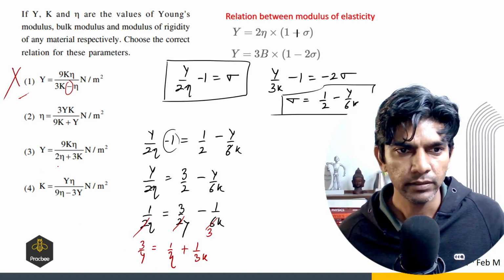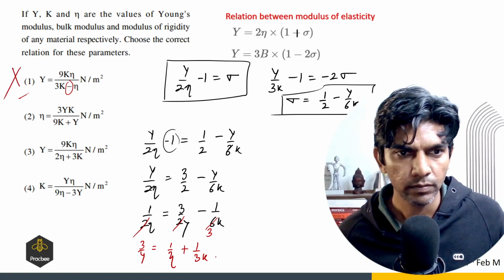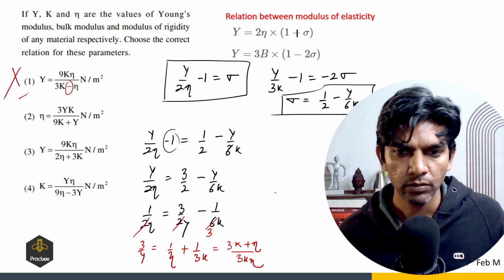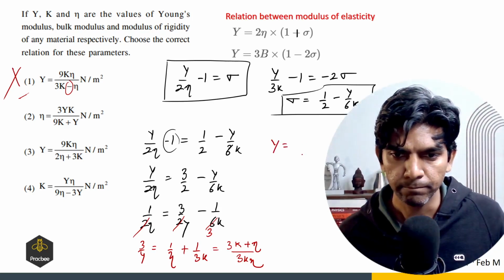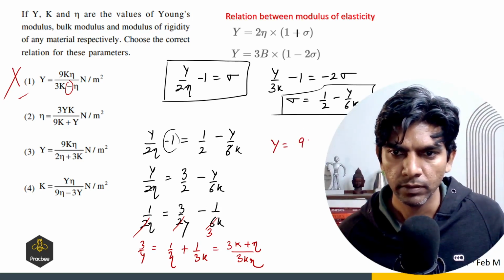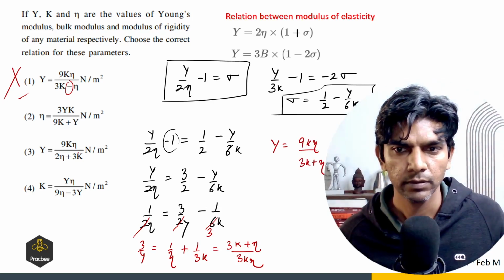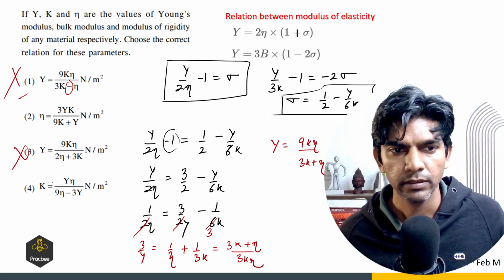Now let us simplify this. So that will be 3k plus eta divided by 3k eta, or we can say y will be 9k eta divided by 3k plus eta. So that is also incorrect. Let us find k.